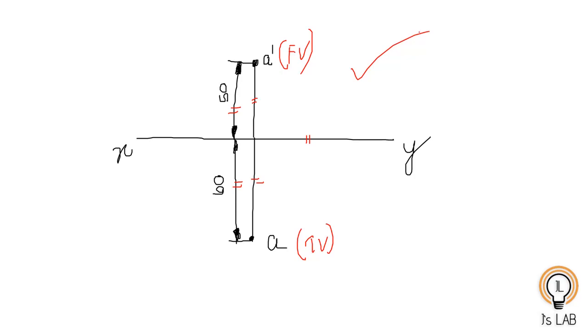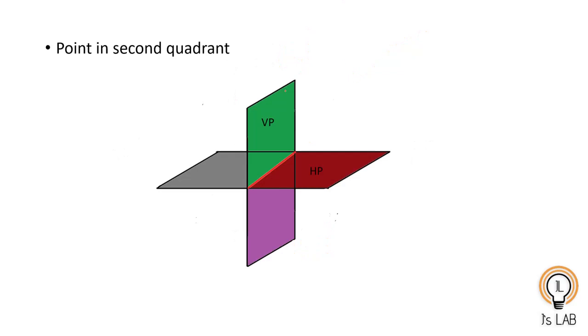So that is the first case: the point is in the first quadrant. Next, the point is in the second quadrant. Consider that a point B is 50 mm above HP and 60 mm behind VP. So this is the front view, and this is the top view.